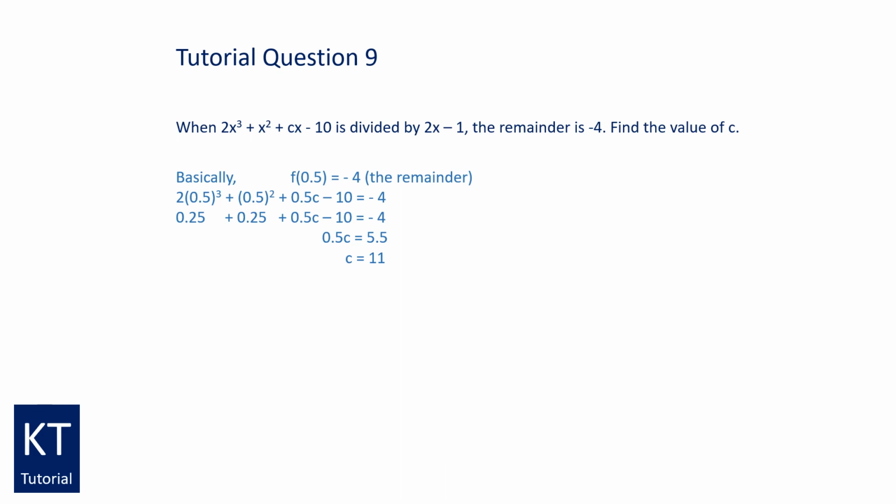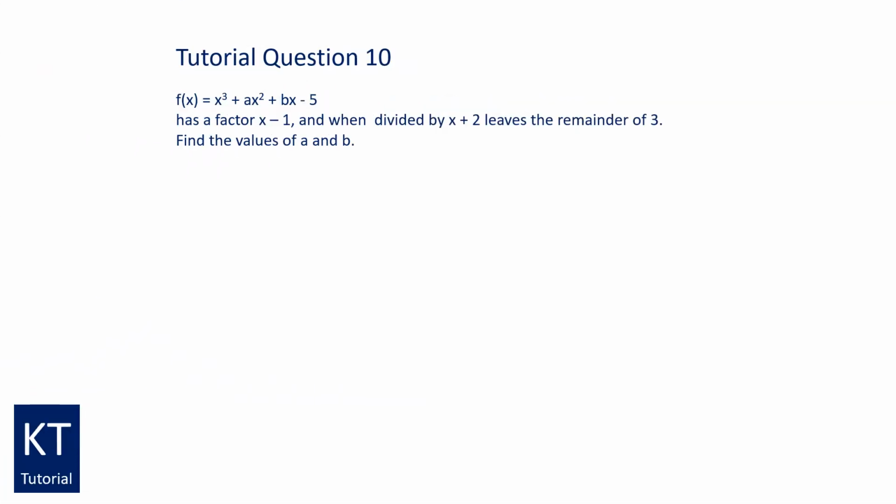Basically, this is saying f(0.5) is equal to minus 4. By making each of the x values of the cubic polynomial to being 0.5 and equating this to minus 4, we could then solve for c. Tutorial question 10. For the given f(x), it has a factor x minus 1, and when divided by x plus 2 leaves the remainder of 3. Find the values of a and b.